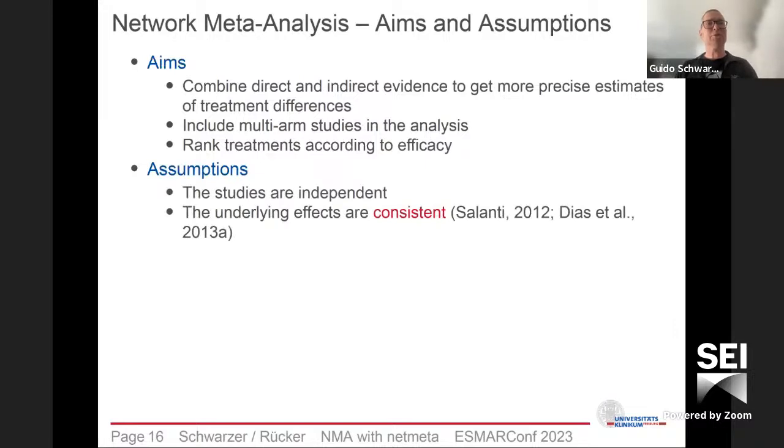The assumptions of a network meta-analysis are, first, that studies must be independent. This is typically also the same for pairwise meta-analysis, even though there are methods for dependent effect sizes and so on. But at least for the methods that I propose here, this is the underlying assumption. The second assumption is that our effects are consistent.